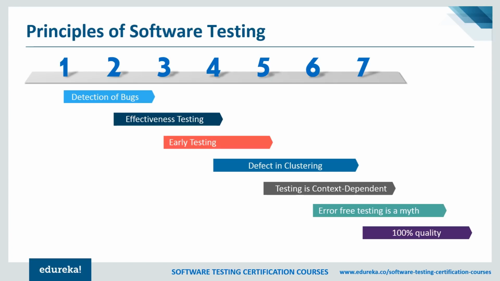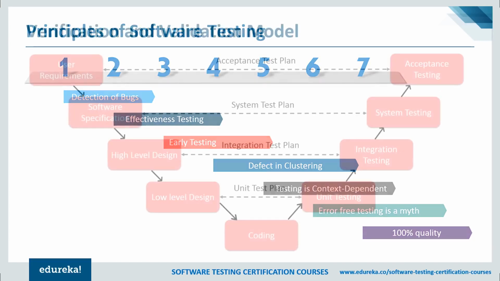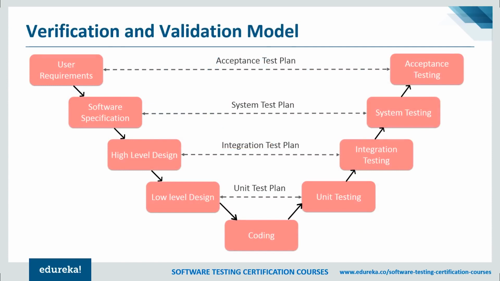So these are some of the principles of software testing that one should keep in mind while testing software. Now let's move further and understand one of the most widely used models, that is the verification and validation model. To understand this model, let's first understand what verification and validation is in software.